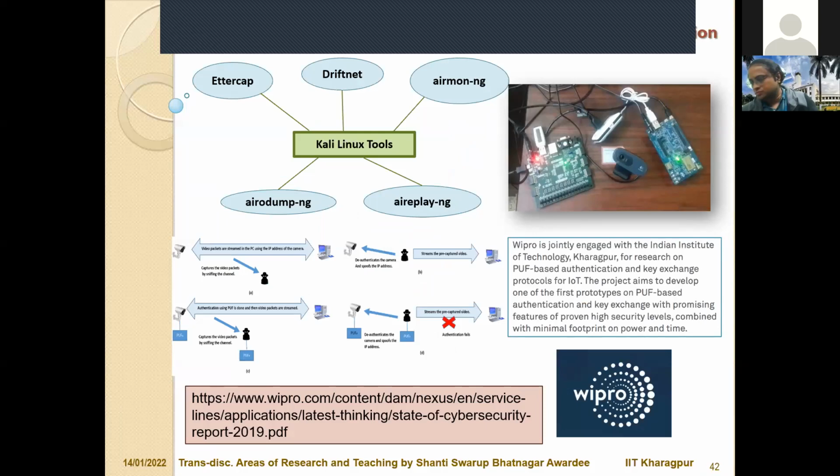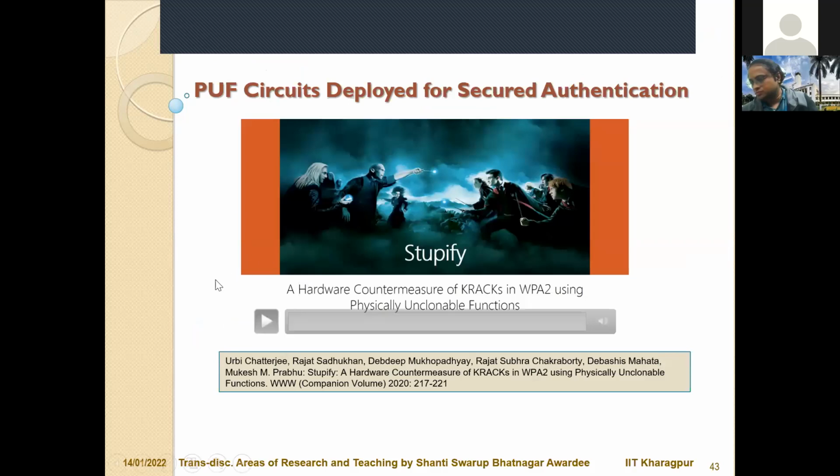For this illustration, we show one very popular IoT application, video surveillance cameras, and show first of all how you can inject stale data and completely subvert the security policing that you are doing. But with PUFs, such meet-in-the-middle attack vectors can be prevented. This is something that we are also doing in collaboration with Wipro, and there is an article which talks about this collaboration and possible technology transfer. Here is a very quick demonstration of the PUF circuit, and it works.